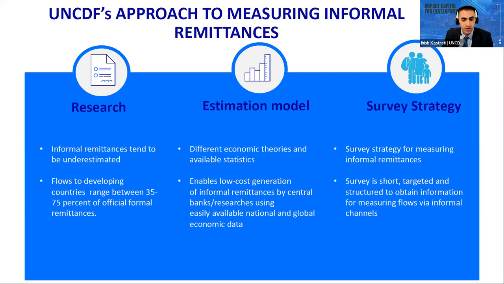In our work, informed by consultations and feedback, UNCDF's work on informal remittances combined qualitative and quantitative elements. The quantitative aspects involved developing a model to estimate informal remittance flows, while the qualitative part entails creating a survey strategy and a questionnaire on informal remittances, which central banks can use to gain a more accurate understanding of such flows.